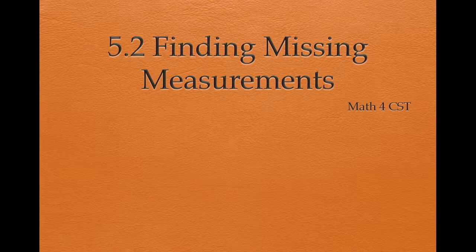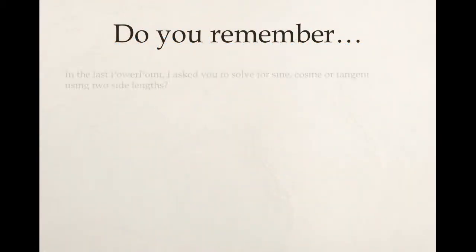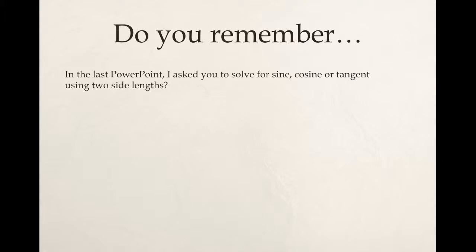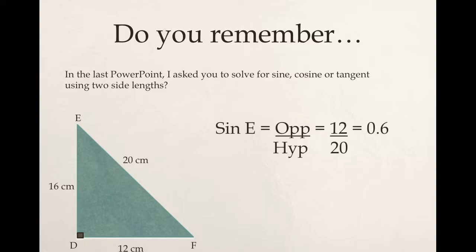The second PowerPoint in our trigonometry series is called Finding Missing Measurements. Do you remember, and we're going to rewind back to the last PowerPoint, when I asked you to solve for sine, cosine, and tangent using two side lengths? So I gave you this triangle DEF, told you it was a right angle, gave you all of its side lengths, 16, 12, and 20, and I said, what is sine of E?